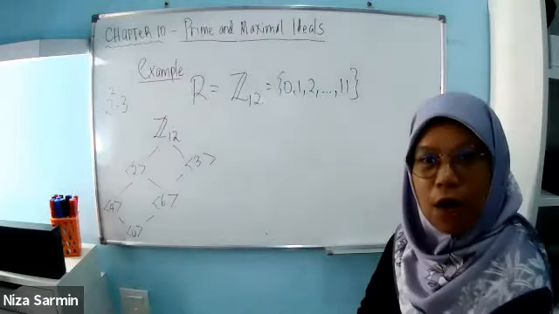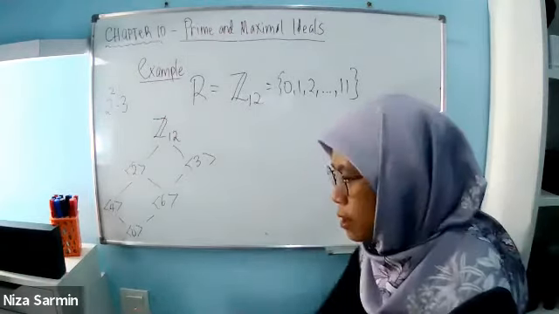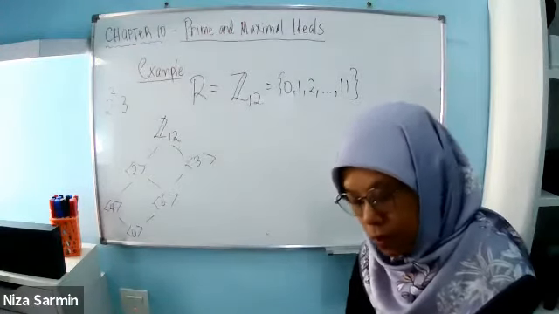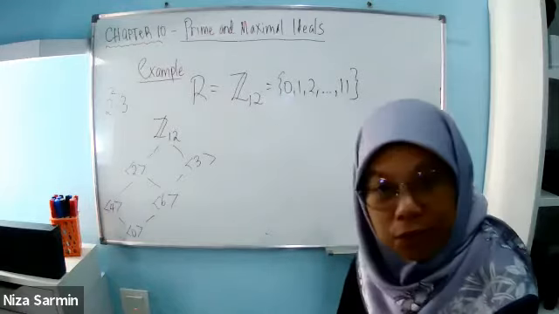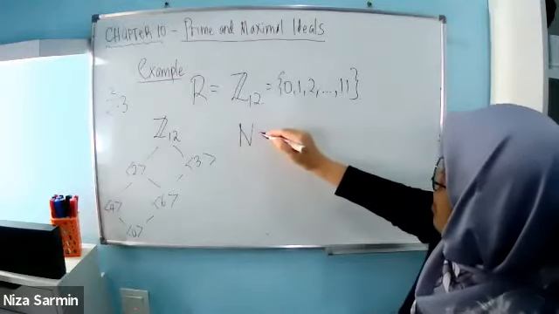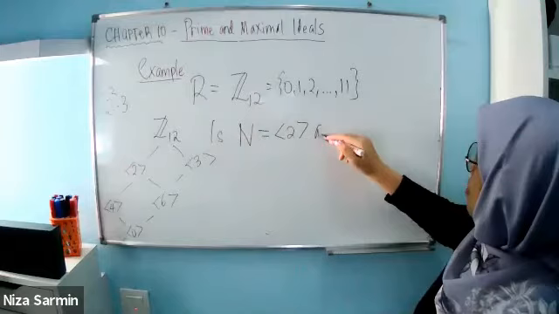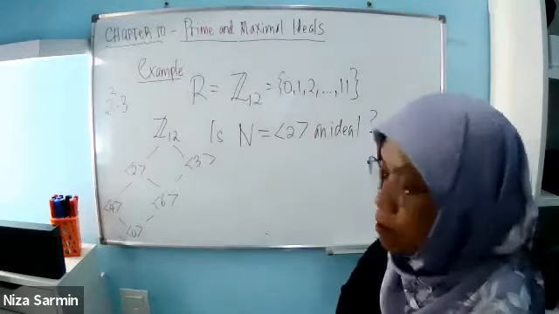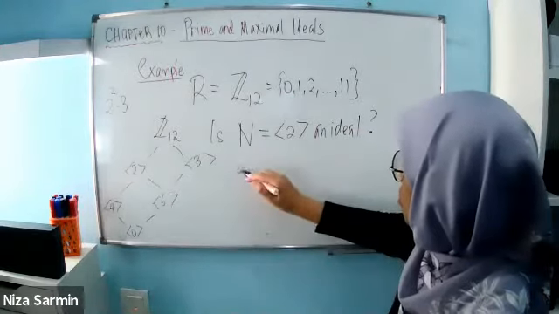Okay, now my question is, if you look at the definition just now for ideal, an additive subgroup of a ring, right? So the question is, is this an ideal? So there are 2 things you have to check, right?